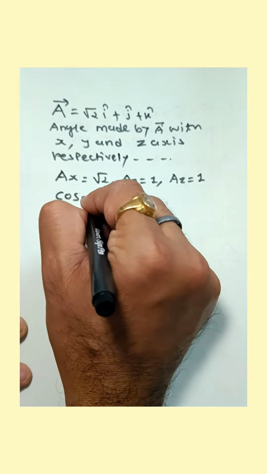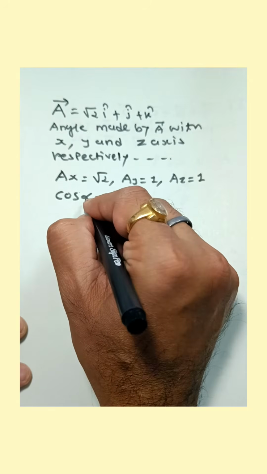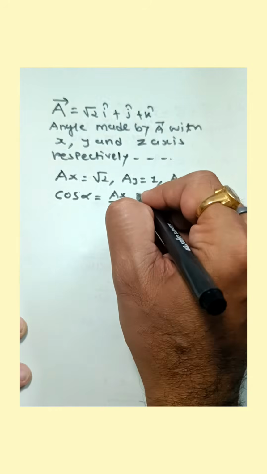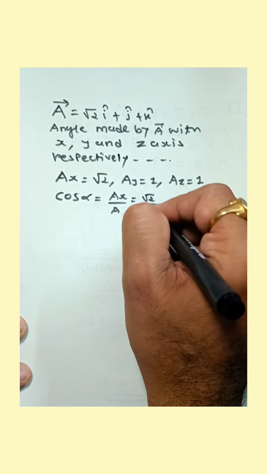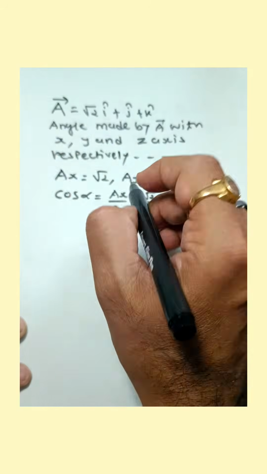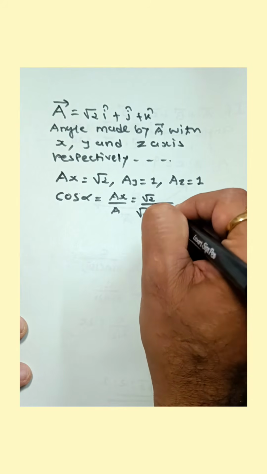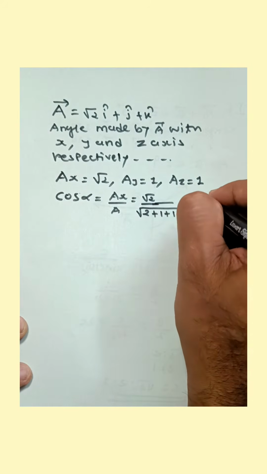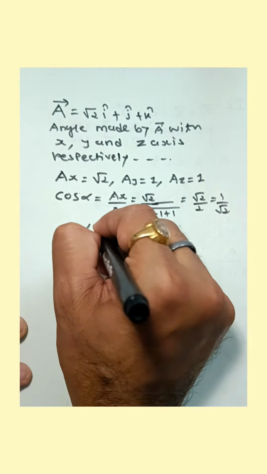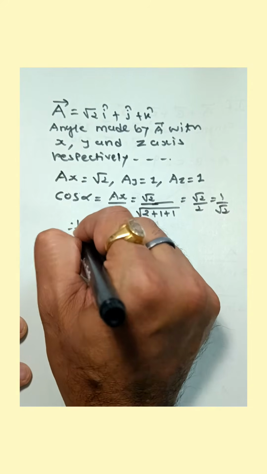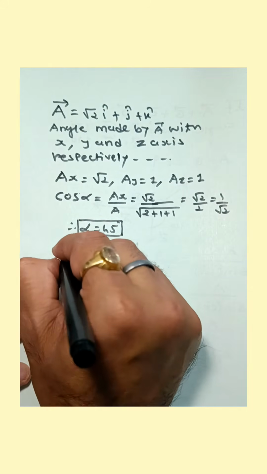Now from direction cosine, cos alpha is equal to Ax upon A, where alpha is the angle made by A vector with x-axis. So root 2 upon, now what is the value of A? Here value of A is square root of root 2 square is 2, 1 square is 1, 1 square is 1. So root 2 upon 2, 1 upon root 2. So here alpha is 45 degree. Angle made by A vector with x-axis is 45.